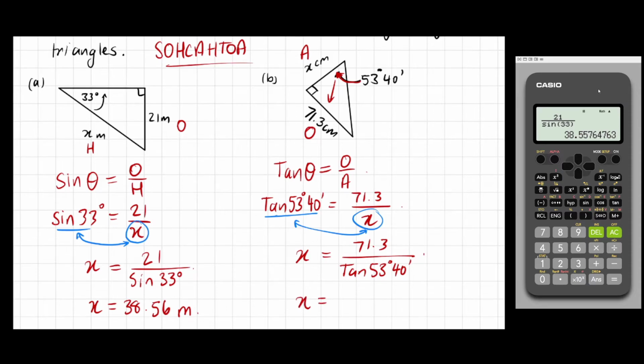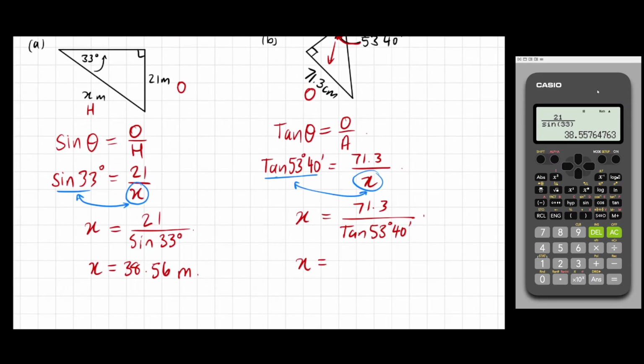And finally, we need to put this into our calculator to get an answer. So to put in the degrees and minutes into our calculator, we're going to start off by putting in our 71.3 fraction to get our fraction bar. And on the bottom, we need to put our tan in. Now we're going to put in our 53. We're going to hit our degrees button. Okay, we need to put our degrees button in this time. And our next bit, we're going to put in 40. And we're going to put in another one.